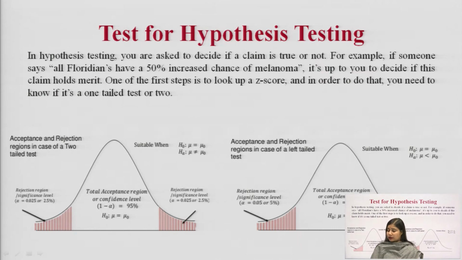In hypothesis testing, you are asked to decide whether a claim is true or not. For example, if someone says that Floridians have a 50% increased chance of melanoma, a kind of disease which occurs in the Florida region, it is up to you to decide whether this claim holds merit or not, meaning whether this statement is true or not. For the first step, we look at the Z score, and you also need to know whether one tail or two tails, whichever test we are going to use.